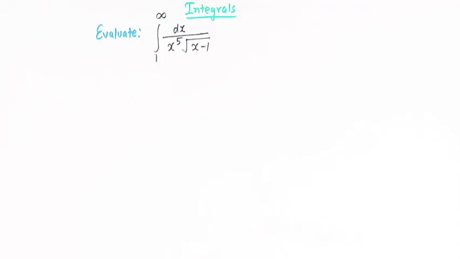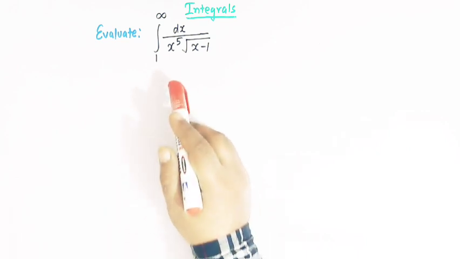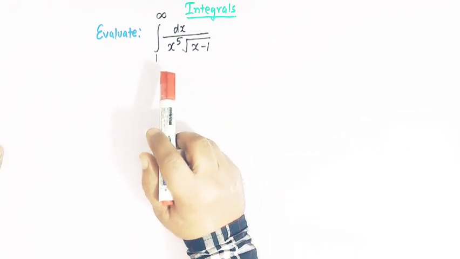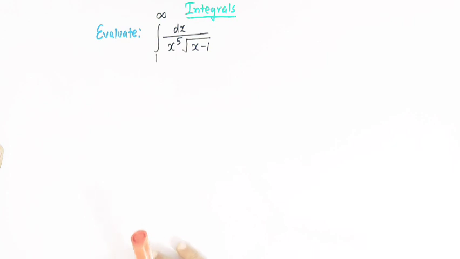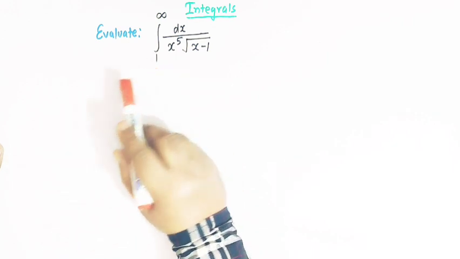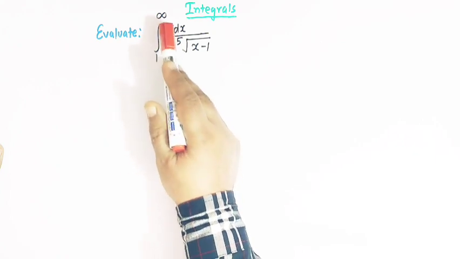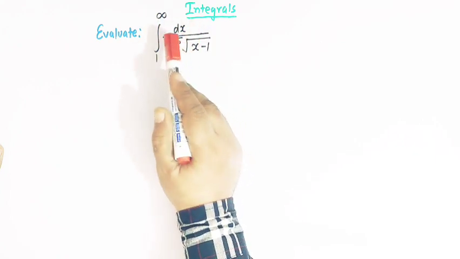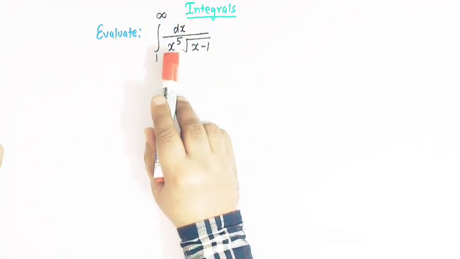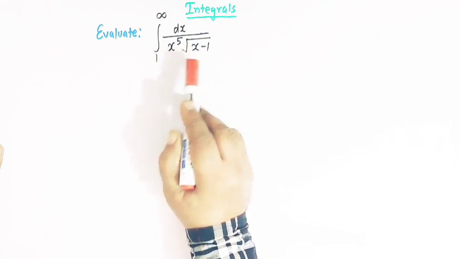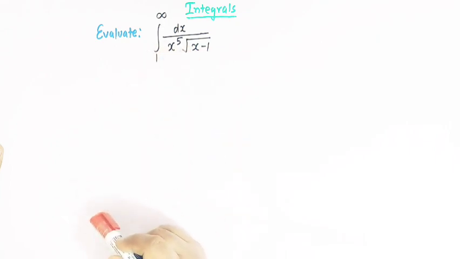Hello viewers, in today's class we are going to discuss one important problem from integrals. In this class we'll solve this important integral with the help of the concept of beta gamma functions. So here our integral is from 1 to infinity, and the integrand is 1 over x raised to 5 times square root of x minus 1.